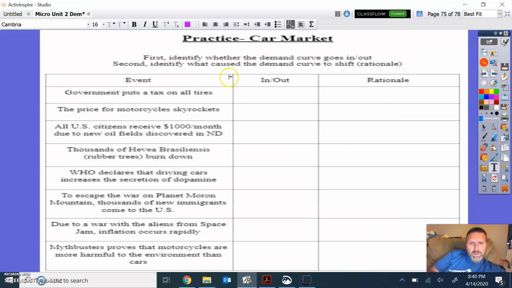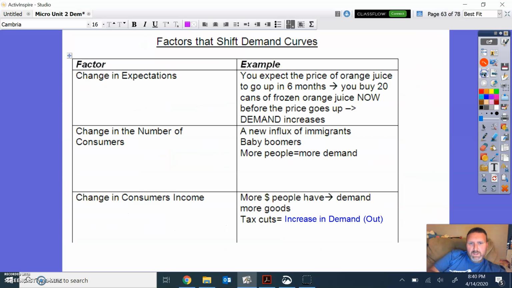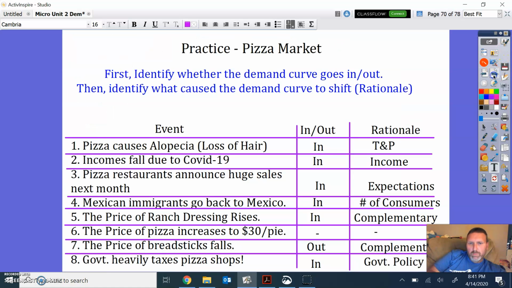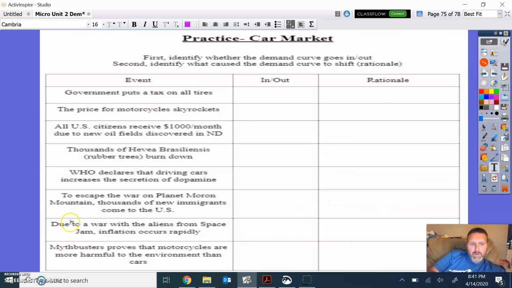Mr. Joel made one here, so let's do this one together. I want you to do the same thing now. You don't need to say increase, decrease. Now you're telling me in, out, and what the reason is. Remember, we said there were those six reasons: expectations, number of consumers, and so on. You can have that list up. Normally in class, I would have that list up on the board so you could reference it. I'm going to give you a couple seconds here. We're going to go 3, 2, 1.